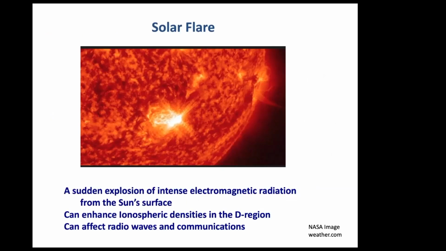A solar flare is a sudden explosion of intense electromagnetic radiation from the sun's surface. Solar flares can produce enhanced densities in the ionospheric T region. They can also interfere with radio frequency communications and power line transmissions on Earth.